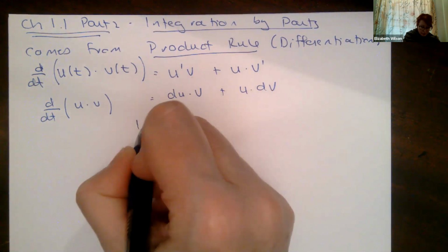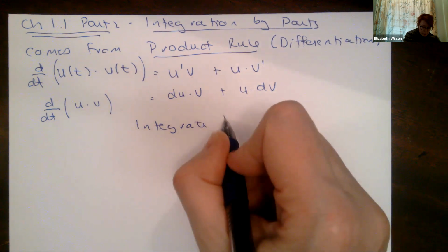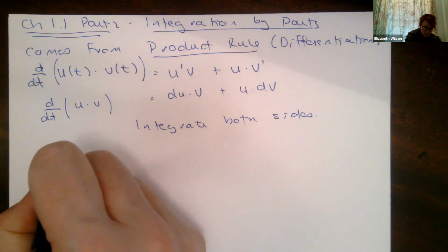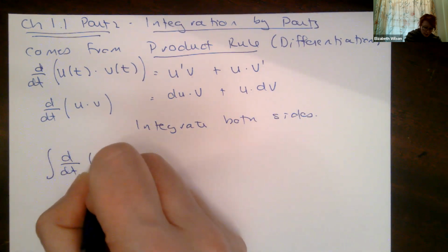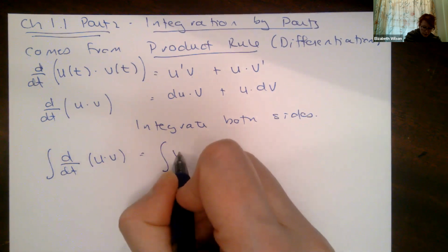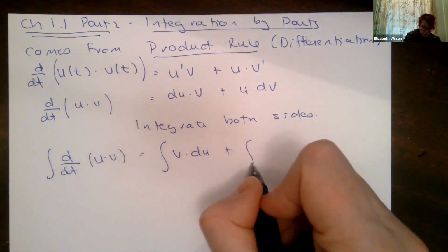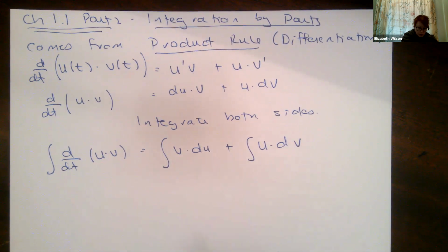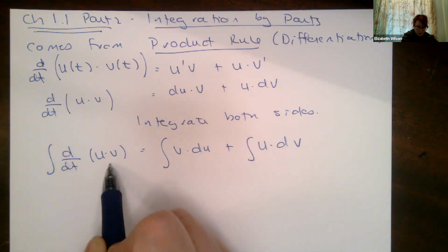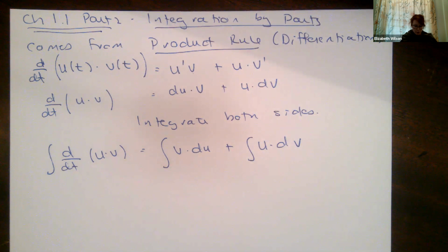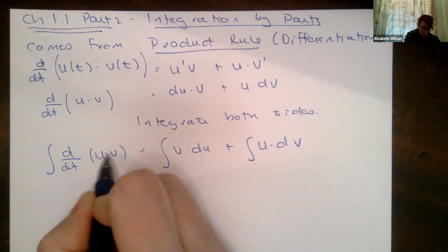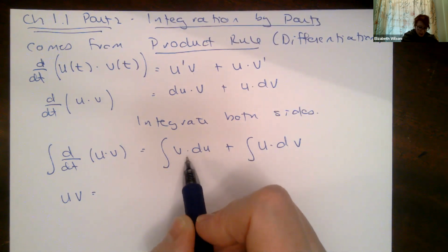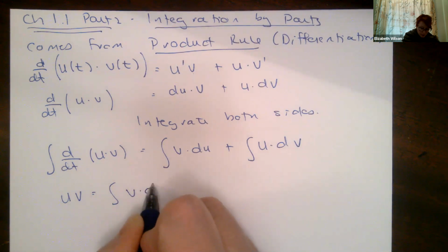If I'm going to integrate both sides, what happens? So I've got the integral of d/dt of u times v equals the integral of v times du plus the integral of u times dv. If I take the integral of a derivative, these two are like two sides of the same coin, they cancel each other out. So I'm basically just dealing with u times v.